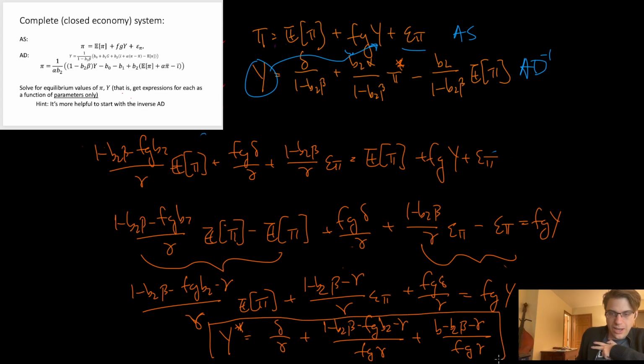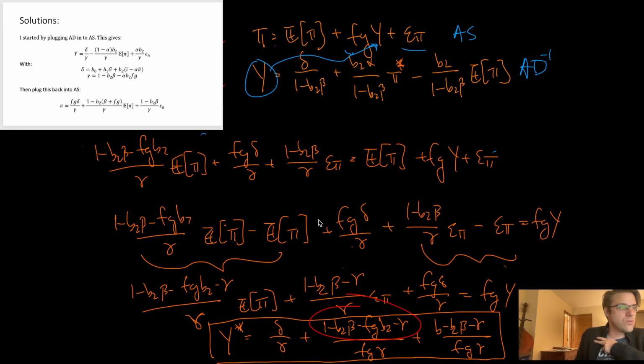So I think that was a little bit nicer. Now, I'm pretty sure you can simplify this a bit more. If we peek at what gamma is, gamma equals 1 minus B2 beta minus alpha B2 FG. So if you have 1 minus B2 beta minus FG B2, actually the 1 minus B2 beta cancels, this here and this here, and so we'll just have FG B2 minus alpha B2 FG. And then the FG and the FG cancel, the top and the bottom. I didn't write things: this is expected pi, and this is epsilon pi.